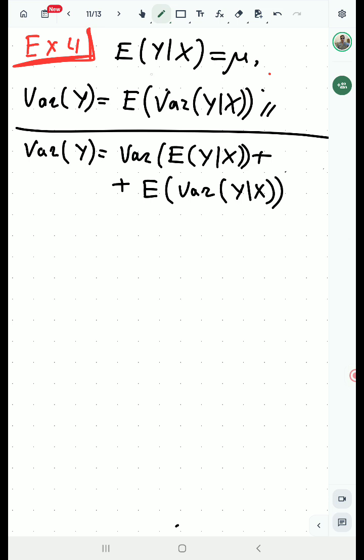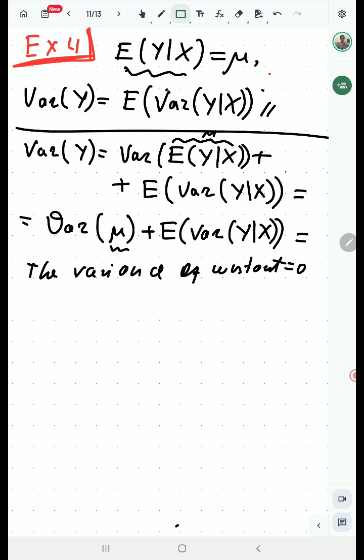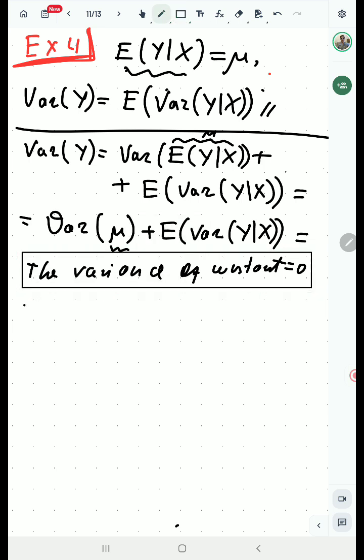Okay, so we are given the fact that the expectation of y given x is constant for all values of x. Then we can say that the first term is going to become the variance of, instead of the expectation of y given x, we write mu. So this is equal to the variance of mu plus the expectation of the variance of y given x. But we know that the variance of a constant is 0, as long as mu is constant. Therefore, it is equal to the expectation of the variance of y given x, right? And that's all.